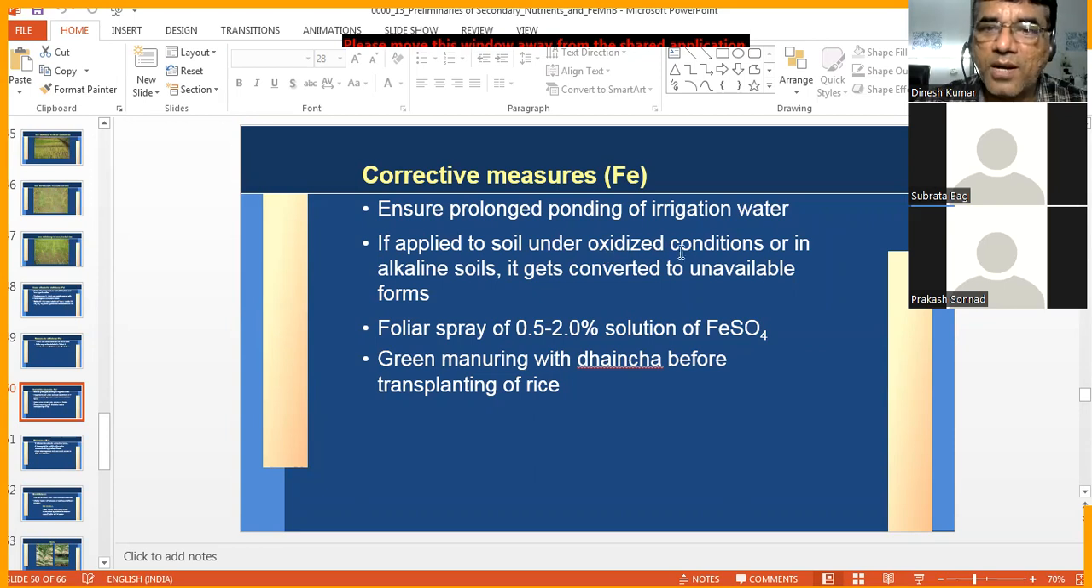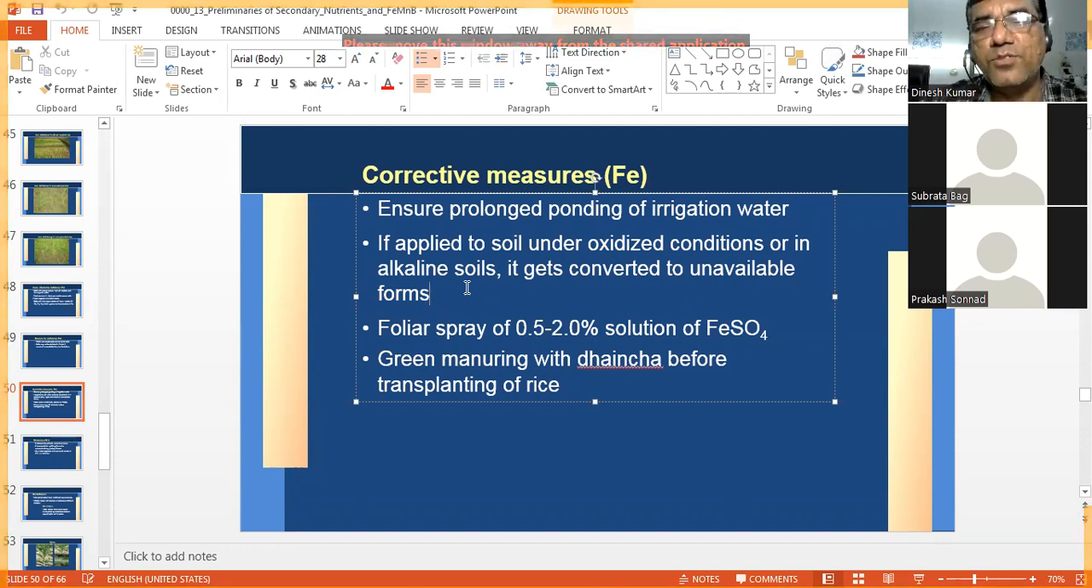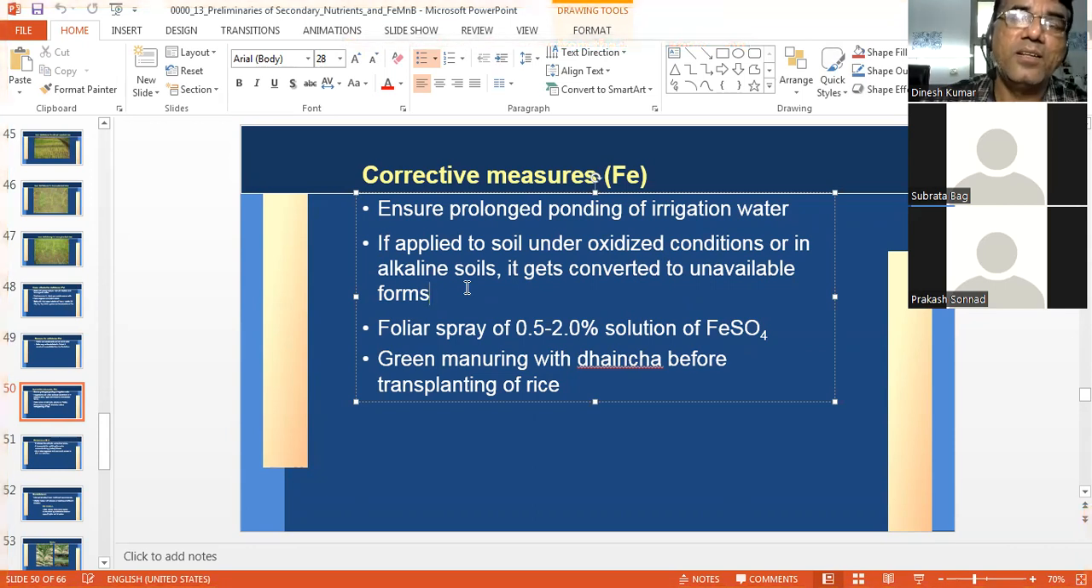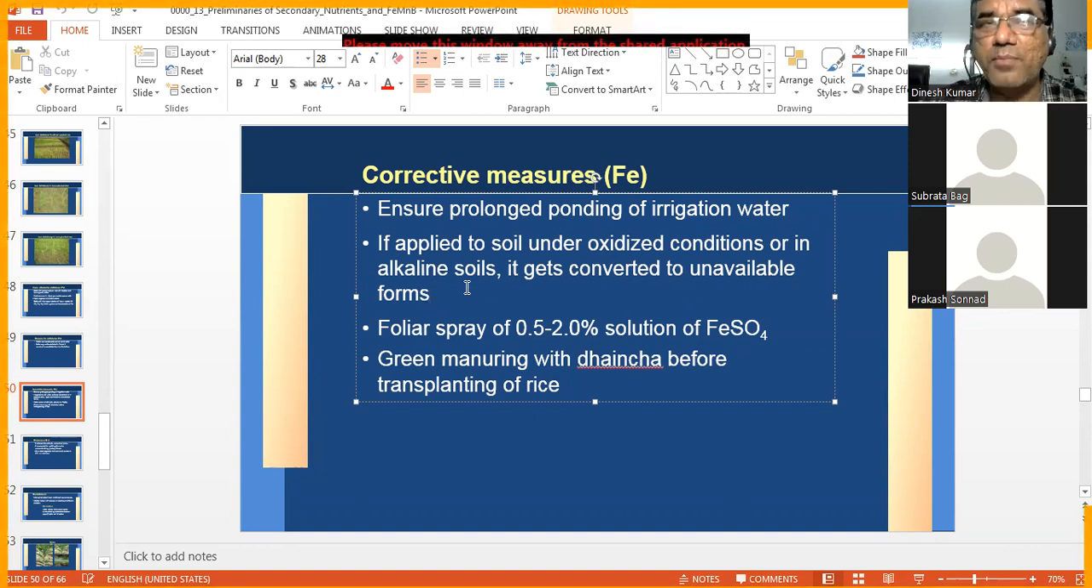If applied to soil under oxidized condition or in alkaline soil, it gets converted to unavailable forms. As you know, if you apply iron sulfate fertilizer in soil, it is quickly converted to ferric form if aerobic conditions are there. So normally solid fertilizers are applied to soil and response is not achieved. You will not get response up to 250 kilogram iron sulfate per hectare. Too much iron sulfate you apply, response is very little.